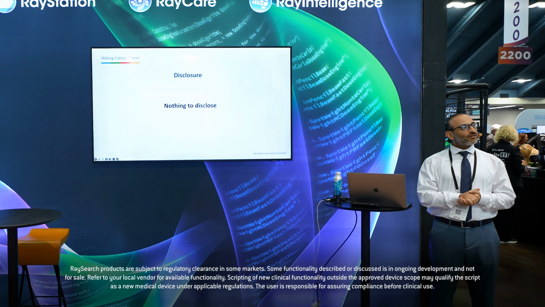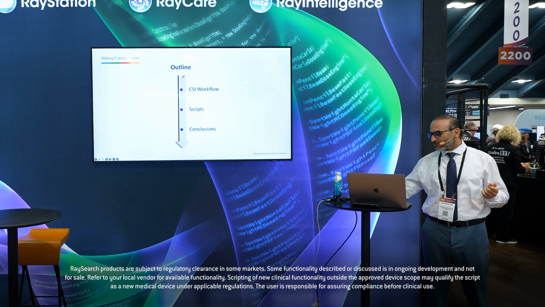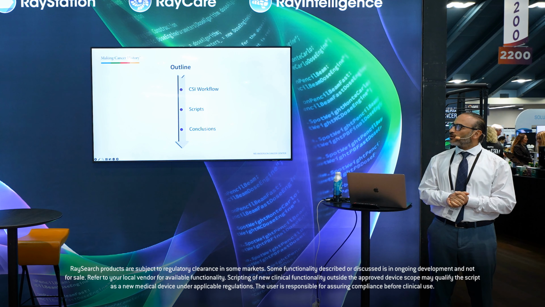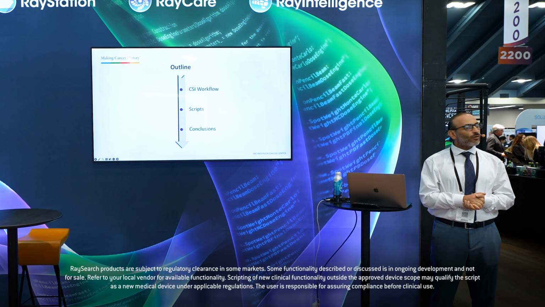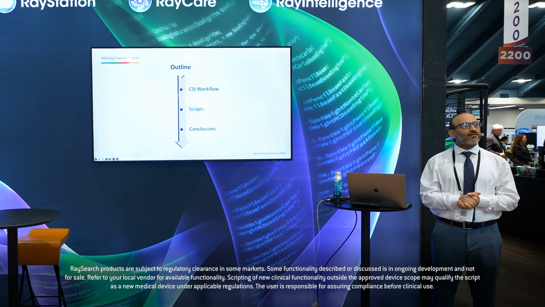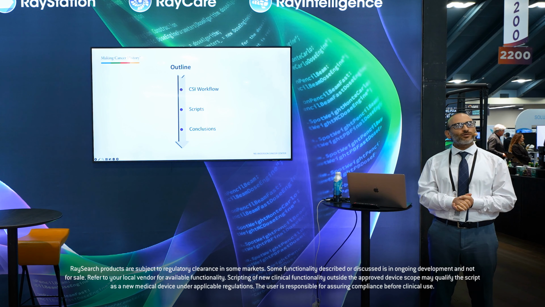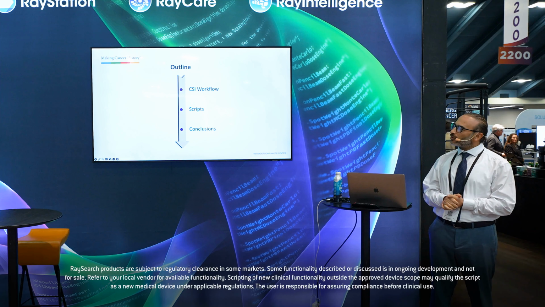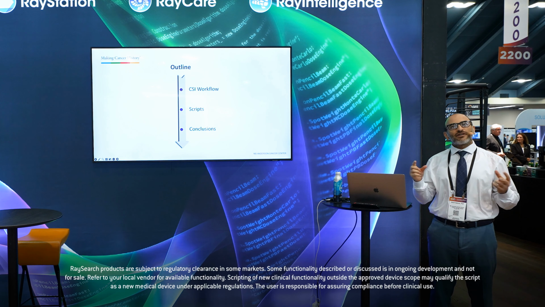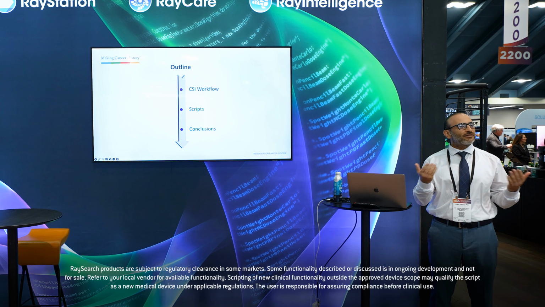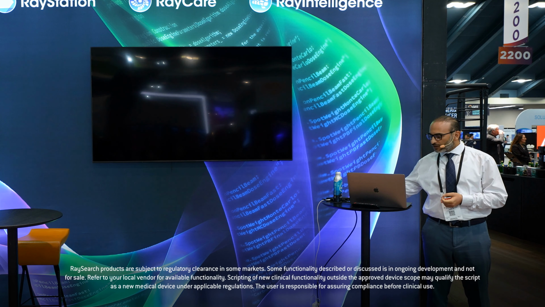First, disclosure. I have nothing to disclose. And then the outline, that is what I'm going to talk about. I'm going to start by giving an overview of the CSI workflow. And then I am going to describe in detail the 6 scripts that we currently use at our institution to automate our CSI workflow. And then I'm going to conclude by giving a brief summary of the current work, the ongoing work and future work. So let's get started.